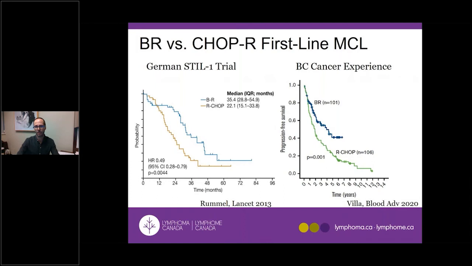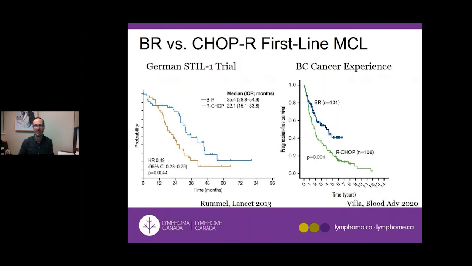So once again, this shows you that there is a lot of room for improvement. And it also highlights that we need better therapies upfront and at relapse. Now, in Canada, most patients will receive maintenance rituximab after chemotherapy.